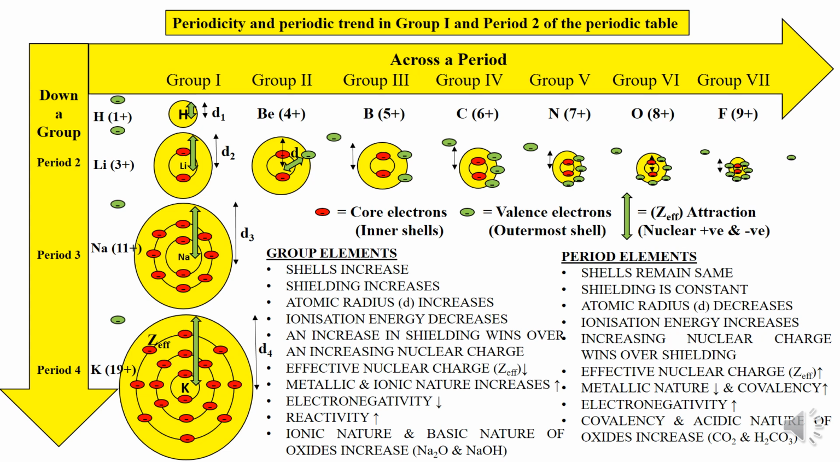Taking into account the above mentioned factors, they together contribute towards increased electronegativity. So covalency increases as you move from left to right in the periodic table, and acidic nature of oxides also increases. For example, carbon reacts with oxygen to form a neutral oxide like carbon monoxide, and acidic oxides like carbon dioxide. Carbon dioxide reacts with water to form carbonic acid, which is acidic in nature.